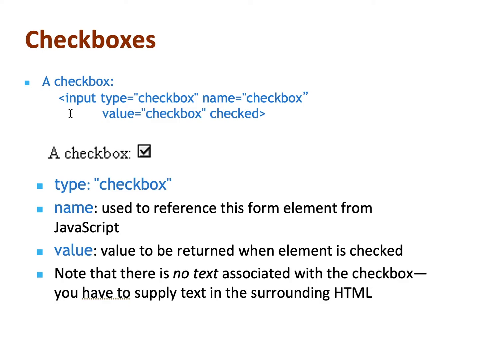So the type for a checkbox is checkbox, which is pretty straightforward. The name is used to reference this form element from the JavaScript. The value is then returned when the element is checked, so it would be checkbox. And note that there's no text associated with a checkbox. You have to supply the text in the surrounding HTML, so that would be within a div, and then within that div you'd have the input type. You'll have an example at the end of these slides of what a populated form will look like altogether.